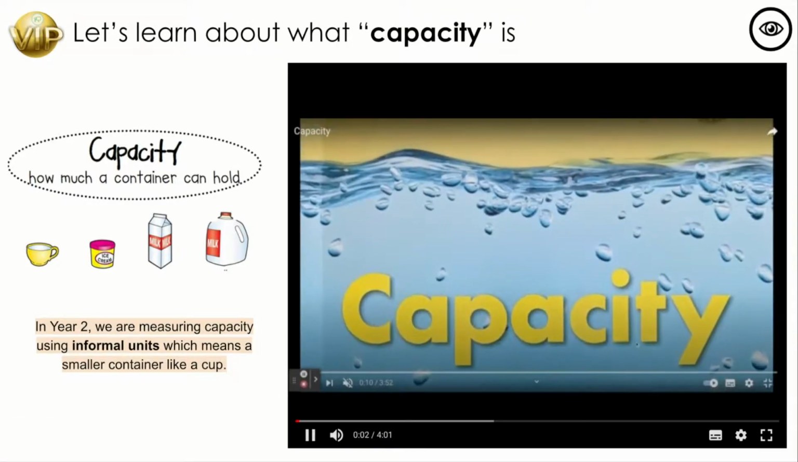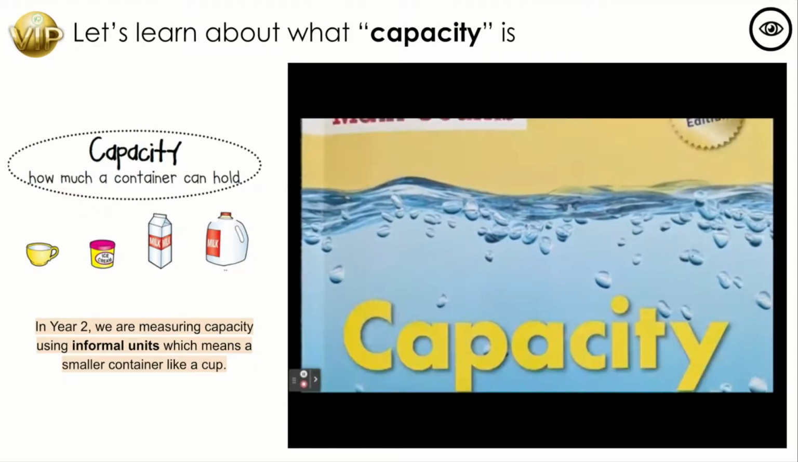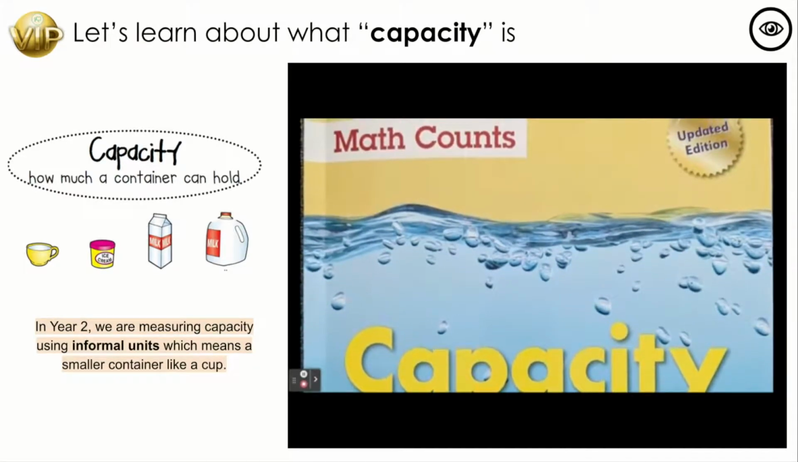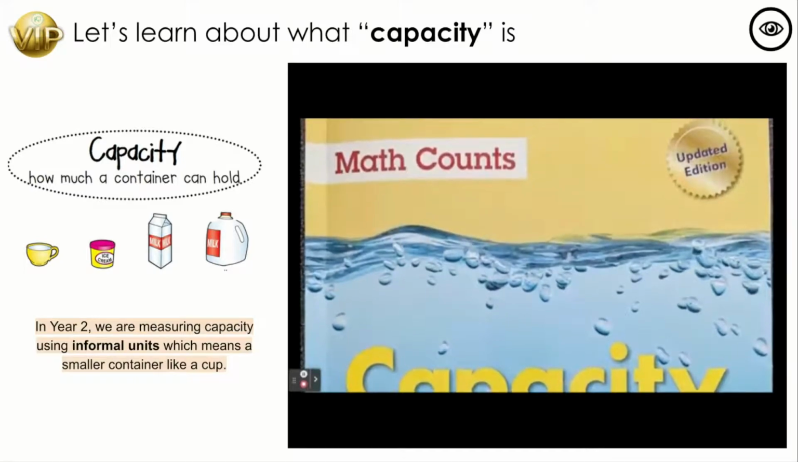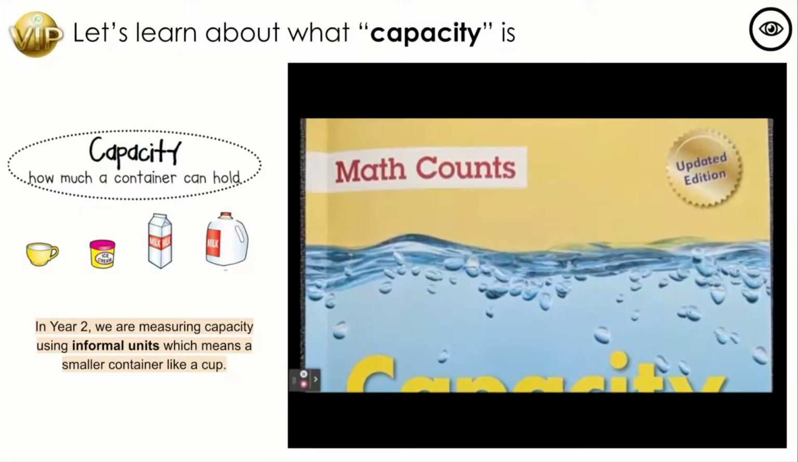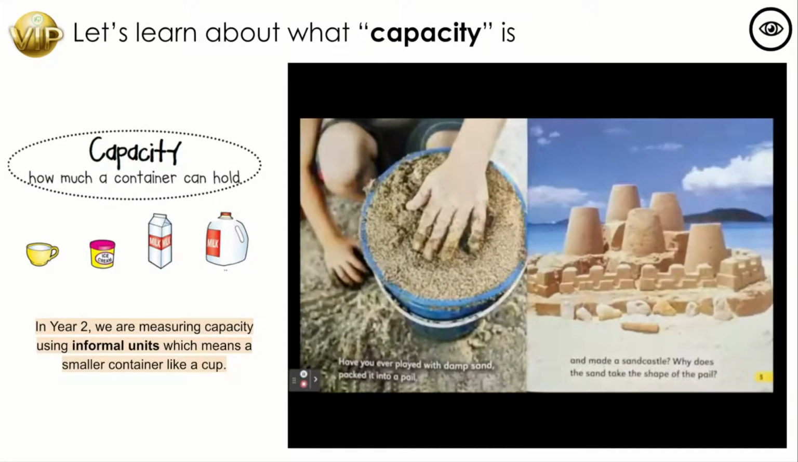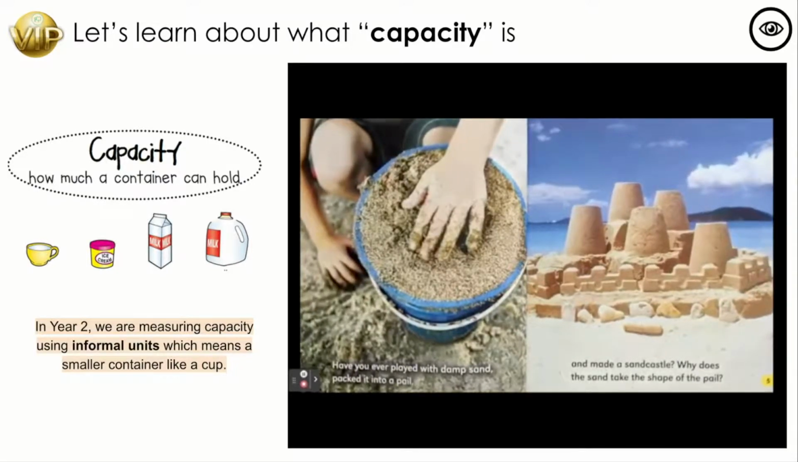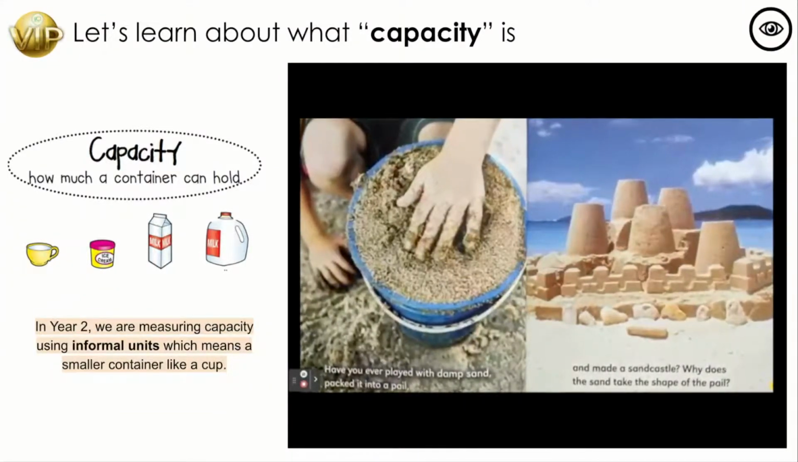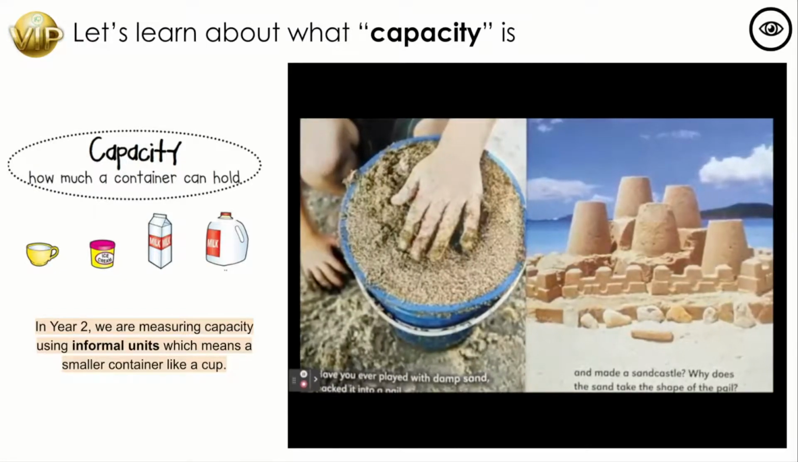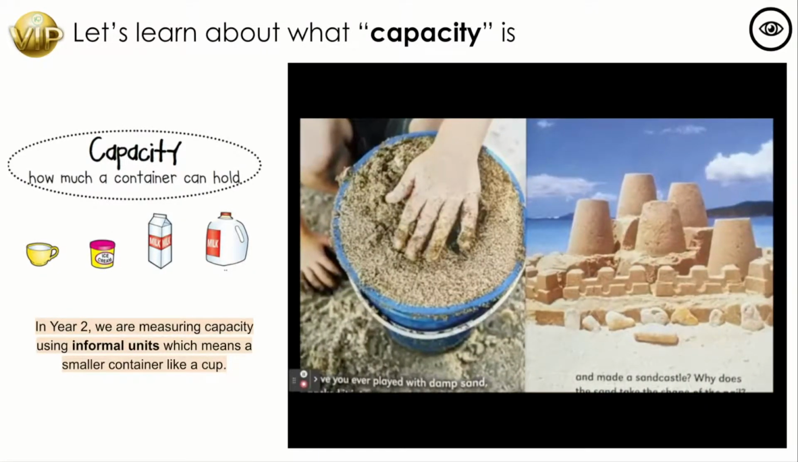This week we are going to be learning about capacity, and capacity is the amount of space a container can hold. So if it's empty or if it's full, it's still the space. Have you ever played with damp sand packed into a pail, a bucket, and made a sandcastle? Why does the sand take the shape of the bucket?